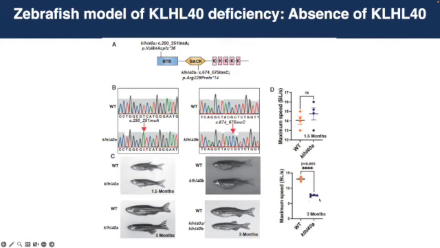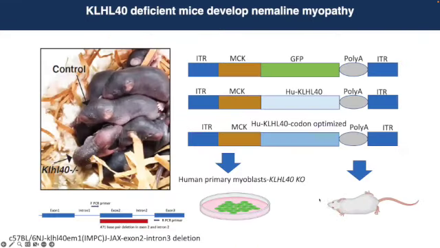So in addition to zebrafish, my group has also made KLHL40 deficient mice, and this is the only mouse slide I'm going to show. These mice develop Nemaline myopathy right after birth. So these mice are about 1 week old. And on the top, we can see the normal siblings that have a normal KLHL40 protein. But on the bottom, this myopathic mouse does not have any KLHL40 protein. And most of these mice die within 2 or 3 weeks after birth.